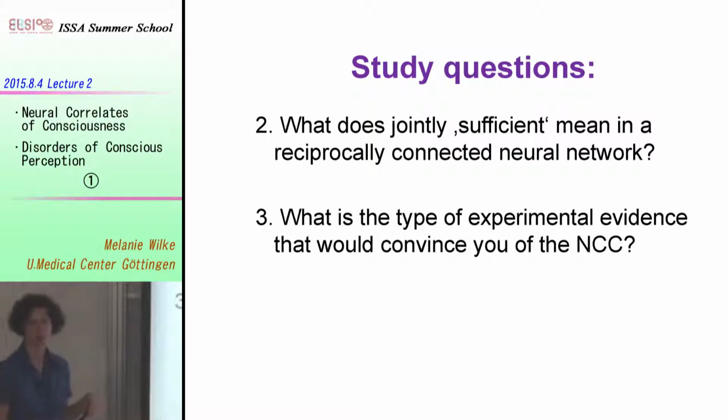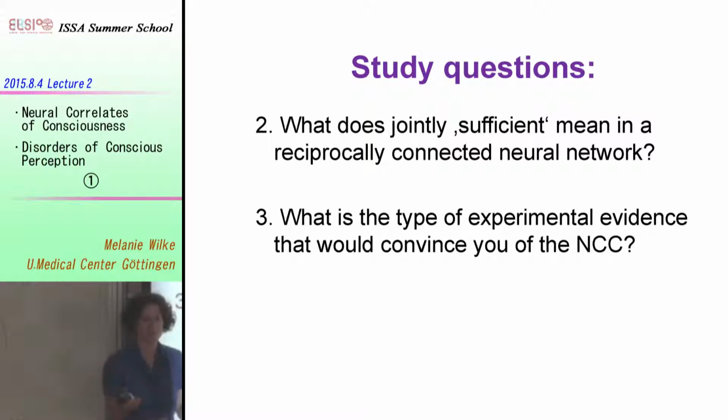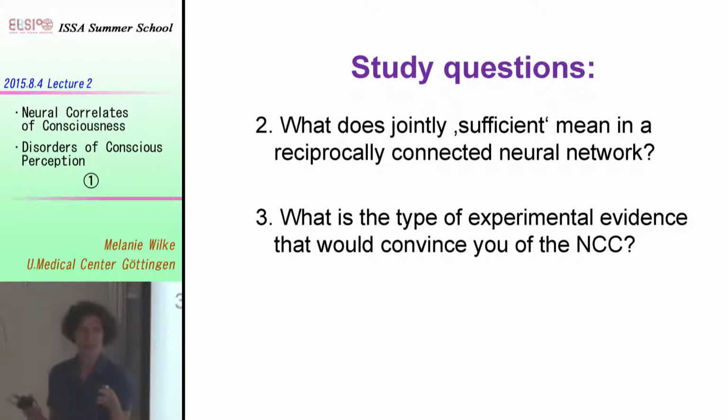This is really the official definition of visual consciousness, the neuronal correlate of consciousness. This is supposed to be the jointly sufficient neuronal population, neuronal activity that would give rise to consciousness. And I started to ask myself, and I also discussed it yesterday, what does sufficient actually mean? So what are we looking for?